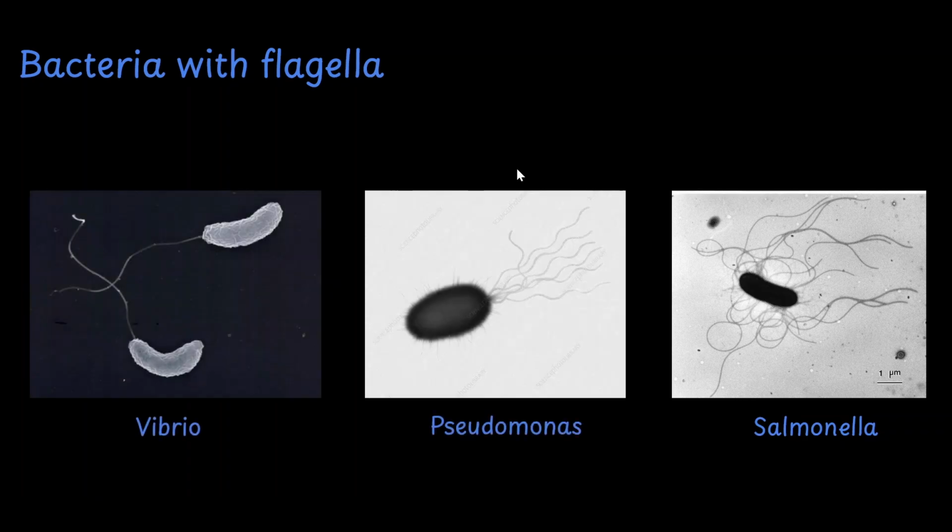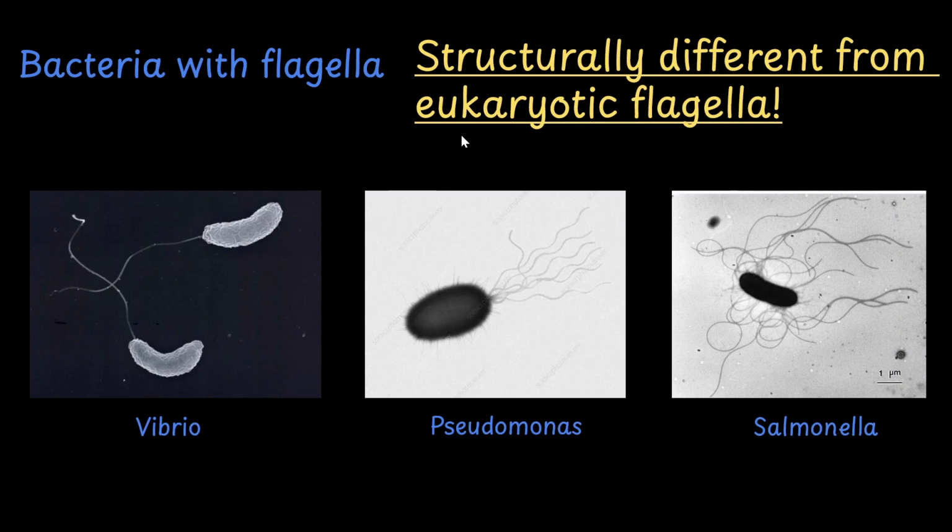Not only eukaryotes, bacteria also have flagella. Salmonella, Vibrio, and Pseudomonas species all have flagella. You can see that the position of the flagella is different, as well as the number. But this flagella is not the same as eukaryotic flagella. Their structure is very different, so we would not be discussing them here. Our focus is eukaryotic flagella.